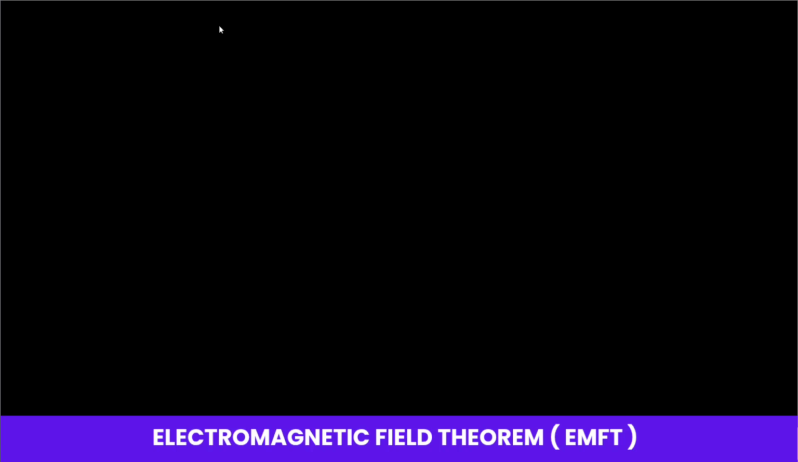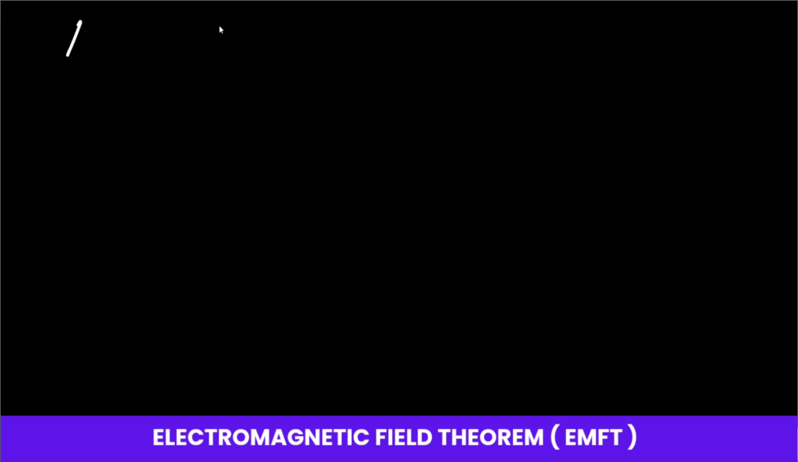Class, today we are going to start electromagnetic field theory, which we term the EMFT. We are going to start with the vectors aspect of the course. The course is really easy. We just need to start gradually and build the confidence and the concept so that things will become easier for us. So let's start with the vectors aspect of it.